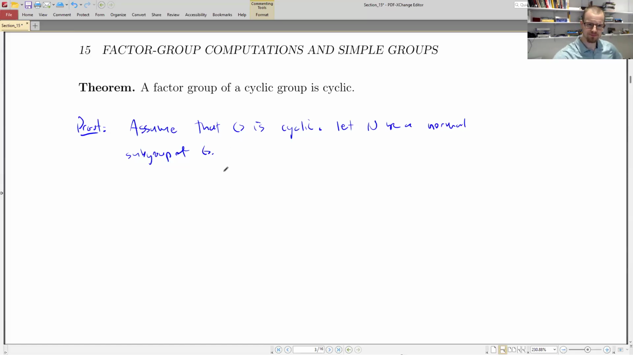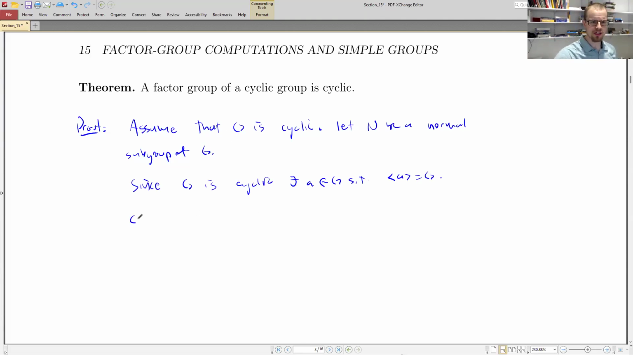So how do we do that? Well, let's say that since G is cyclic, there exists an element, call it A, in G, such that A generates G. Easy enough.